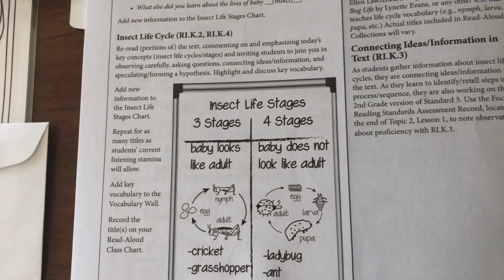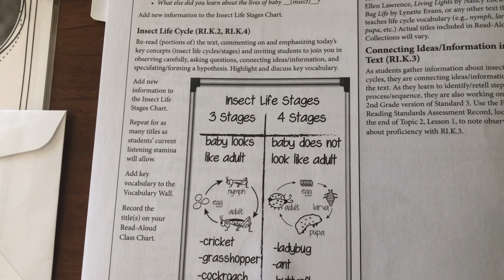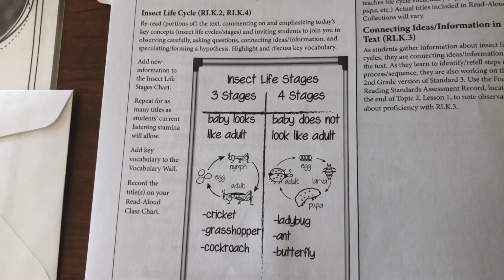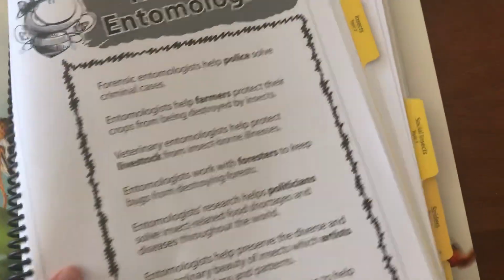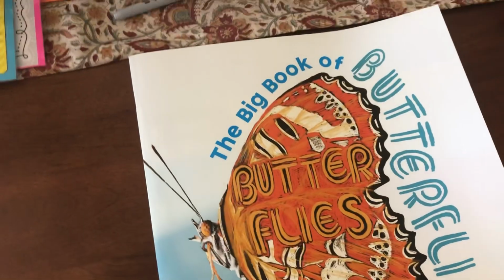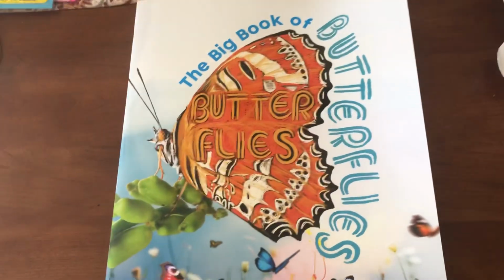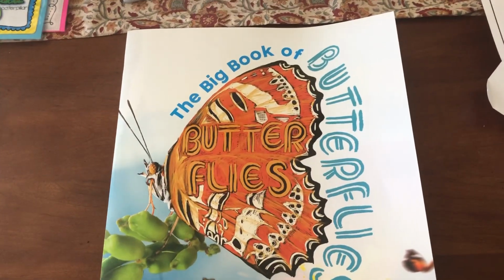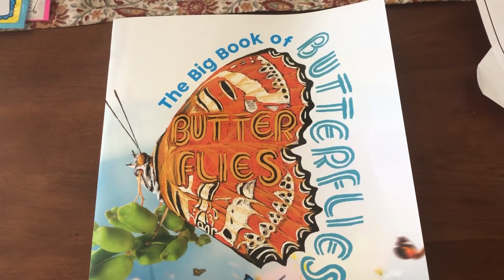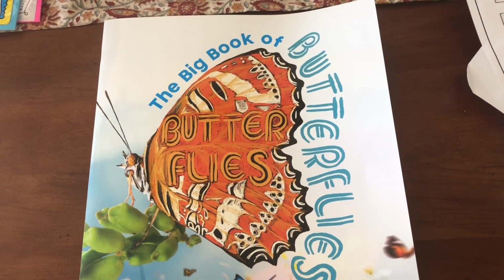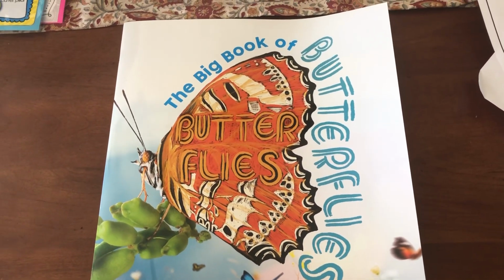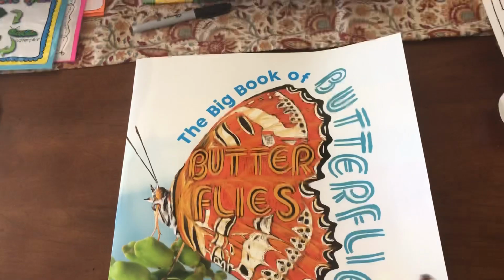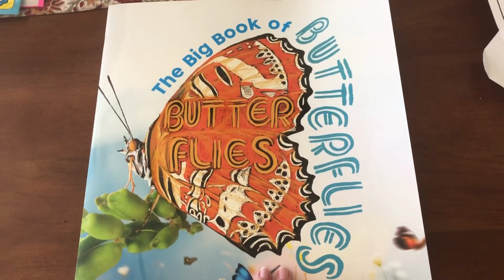So pretty cool that they can go through these changes to turn into a completely different animal. So that's what we're going to learn about this week. So I found a big book because butterflies are one of those amazing animals that go through metamorphosis. So the book I found today is the Big Book of Butterflies. And butterflies are an insect, and they go through a complete metamorphosis. So let's learn about butterflies.